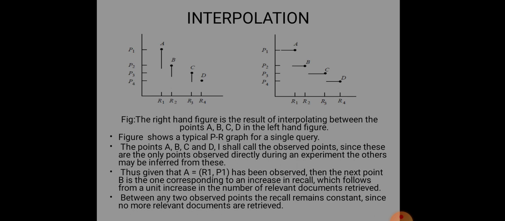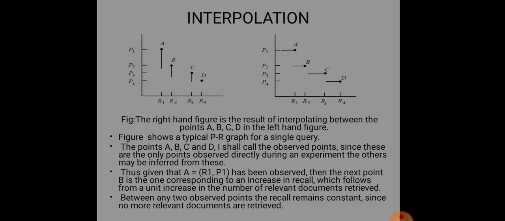So in this figure, on the left we can see some points A, B, C, D. These are our observation points or observed points. These two figures are typical PR graph figures. We all know what a PR graph is: a precision recall graph. This PR graph is mainly used for measuring or graphically representing the performance characteristics of an information retrieval system. Here on the y-axis we have precision, and on the x-axis we have recall values.